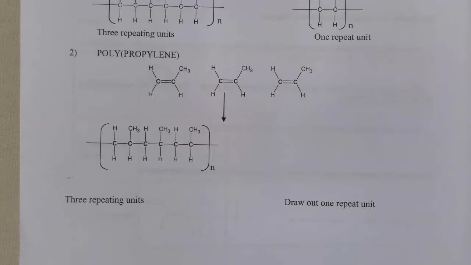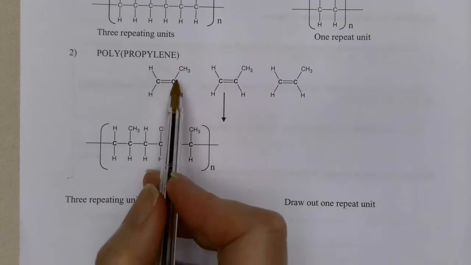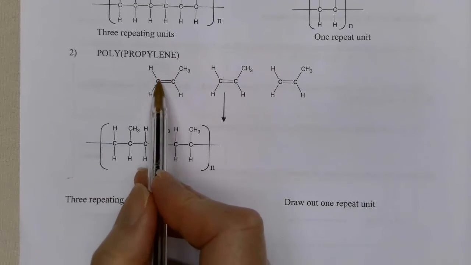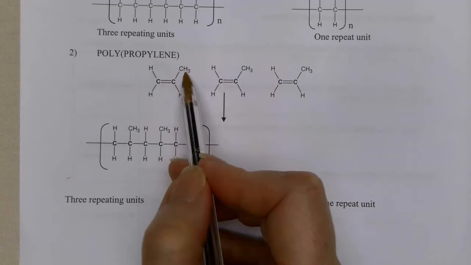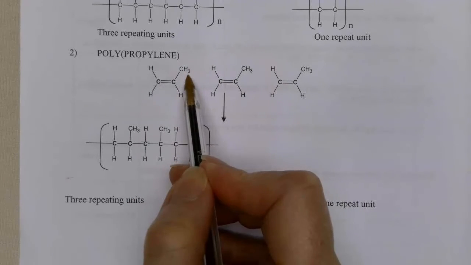The one students often get wrong is this one, polypropene, because remember, you're only adding across this double bond. You're not adding across this sigma bond here.